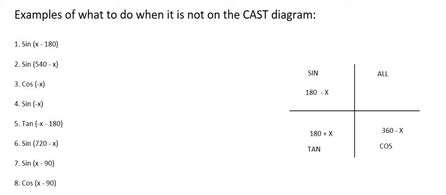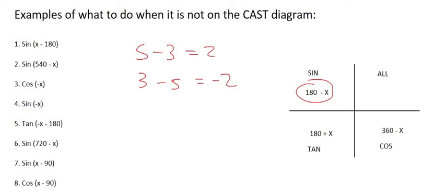The first one says sin of x minus 180. Now, guys, x minus 180 is not the same as 180 minus x. Because when you are minusing, the order in which you do it makes a huge difference. For example, 5 minus 3 is 2. But 3 minus 5 is minus 2. And so the order does matter when minusing. So sin of x minus 180 is not the same as 180 minus x.